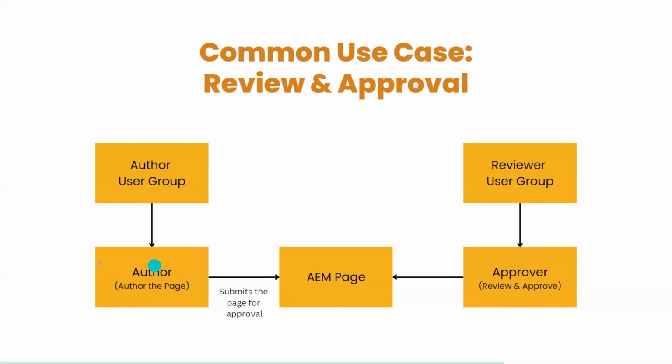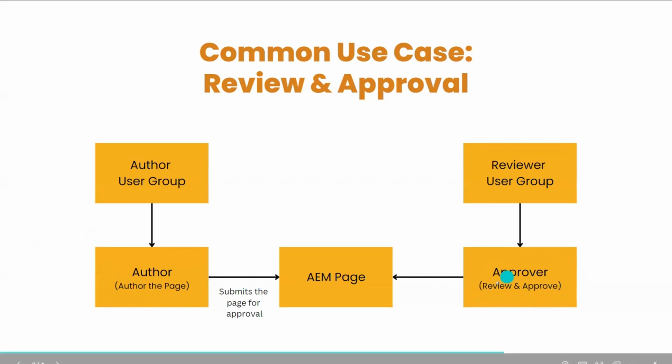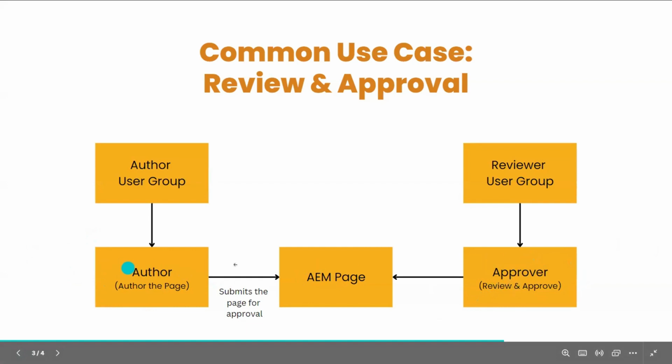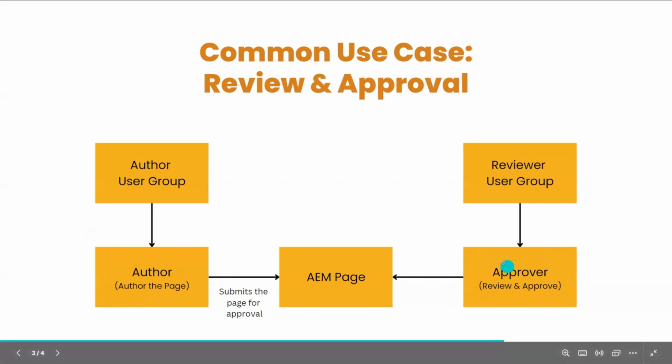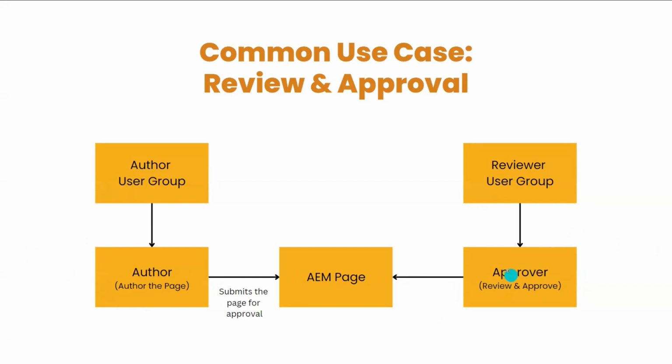The author will author something on the page and submit the page for approval, and then the approver can see in the notifications that the author has submitted that page for approval. He will go to the notifications and review the page, and he will have an option to either approve or reject the change request which the author has submitted. Once he approves, it will get published. This is the use case which we have developed.